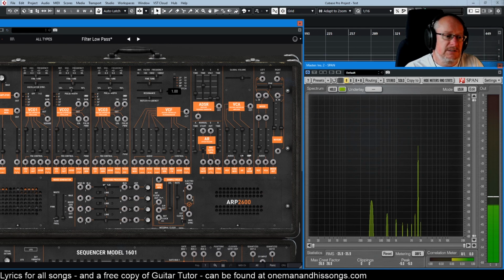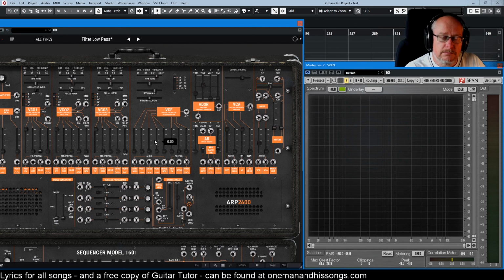The moment I pull the resonance back, let's find out if it's still self-oscillating. No, it isn't. Everything that we're hearing there is still really intense, and that spike is way, way higher than any of the other harmonics in the sound, but that's not self-oscillation. That energy is coming from the oscillator. The filter itself hasn't got to the point where its own internal circuitry is capable of generating its own tone.